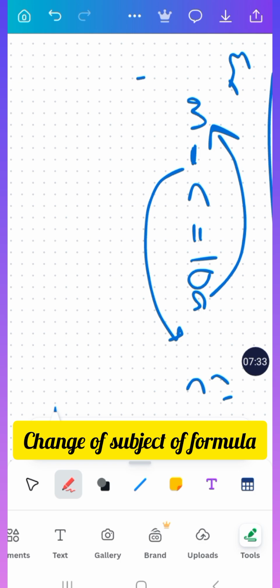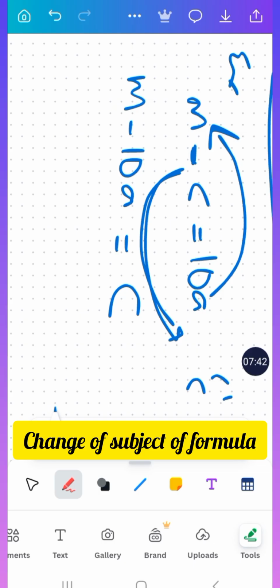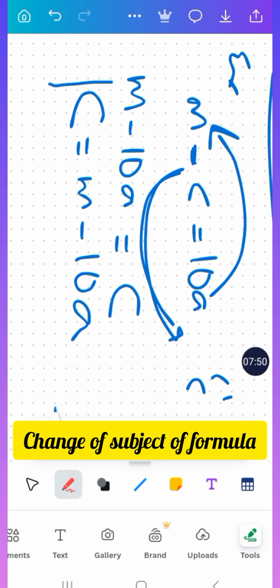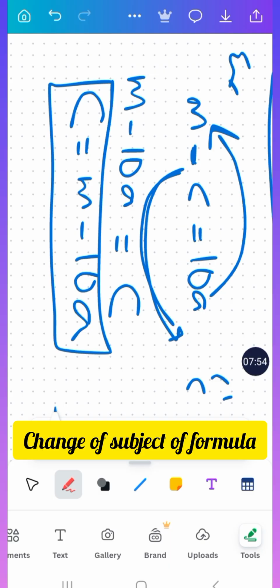So I have m minus 10a equals, when minus c comes out, that gives us equals c. And this statement is the same thing as saying c equals m minus 10a. This way, you have successfully made your c subject of the formula without much stress. I hope we are together.